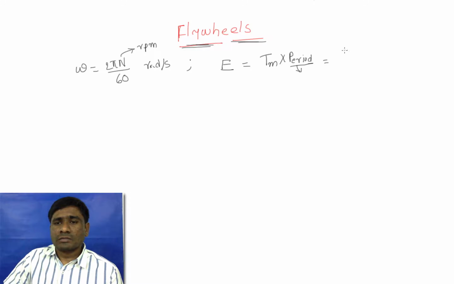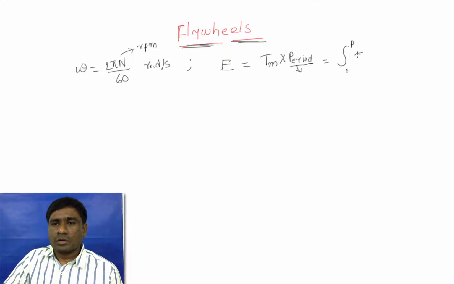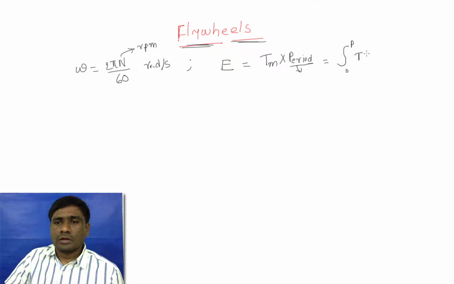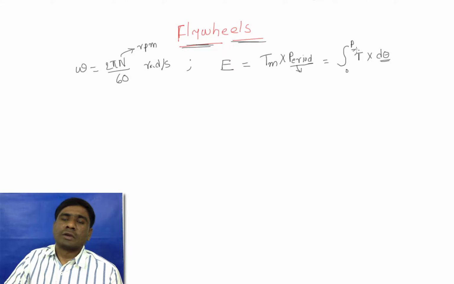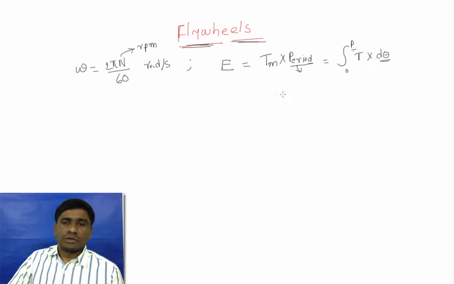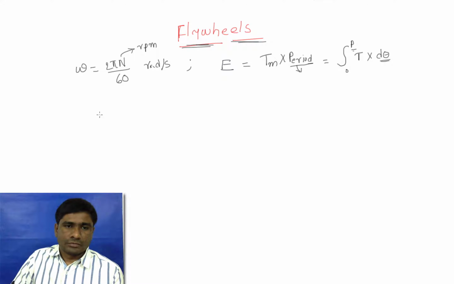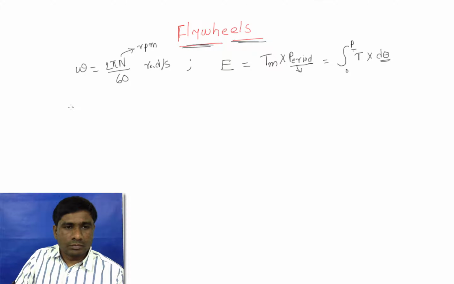And this in turn can be written as the integral from 0 to period P of torque, the engine torque produced by the fuel burnt, into d theta. So this theta is integrated from 0 to the period of that particular engine mechanism. And after that we can calculate power produced by that engine, equal to T mean into omega.